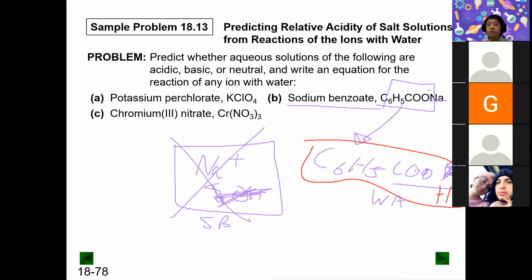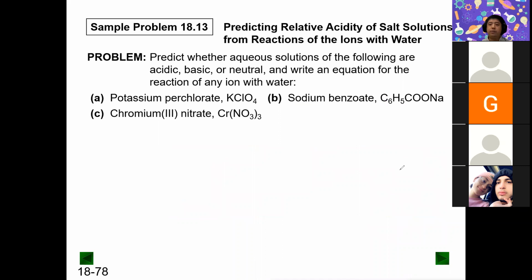It needs to find a source of H. The only source of H here would be from water. So it takes away one of the H's. What you have left over is some OH minus, which essentially means that the solution is basic. So once again, because of the anion of the weak acid, it will cause the solution to be basic. This is why a lot of people get confused.